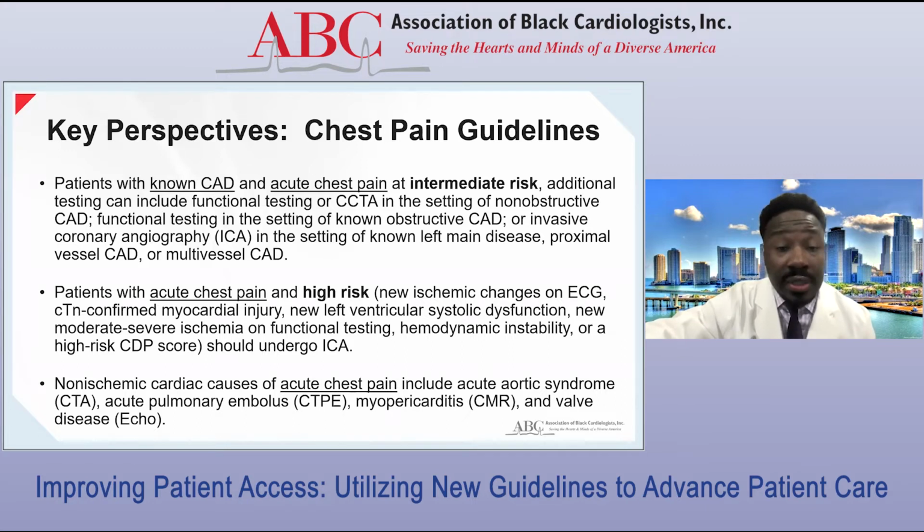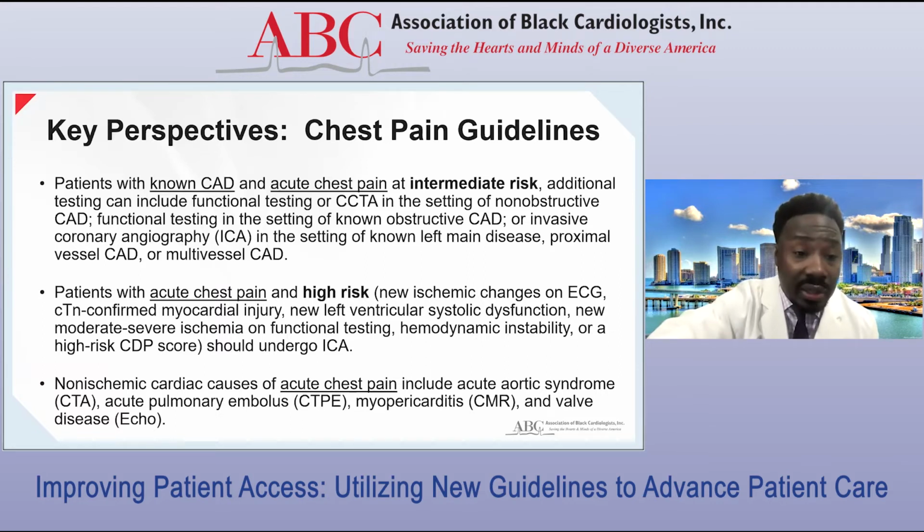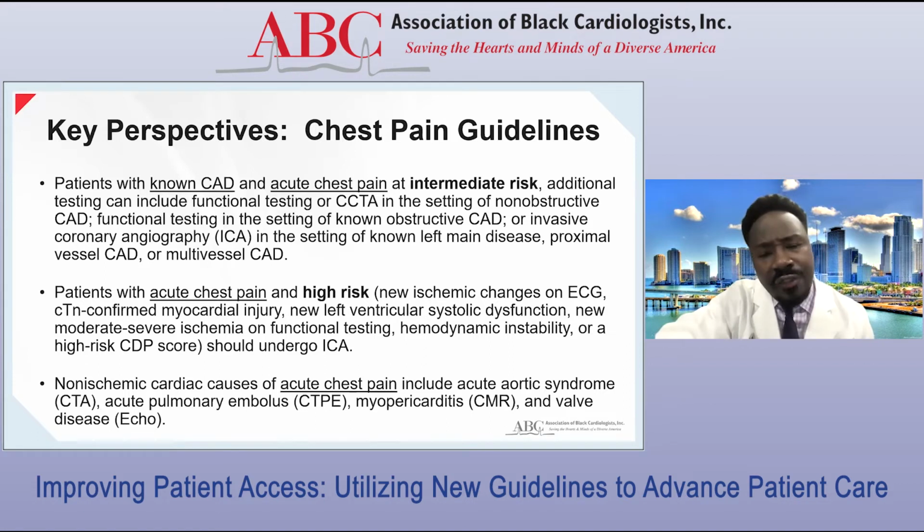As it pertains to some of the non-ischemic or non-cardiac causes of acute chest pain, it's important to use the appropriate testing to identify these patients. As it pertains to acute coronary syndromes, CTA should be utilized. As it pertains to PE, CTPE should be utilized. For myopericarditis, CMR, a cardiac MRI, should be utilized. And for patients with valvular disorders, echocardiography is a standard that should be utilized.